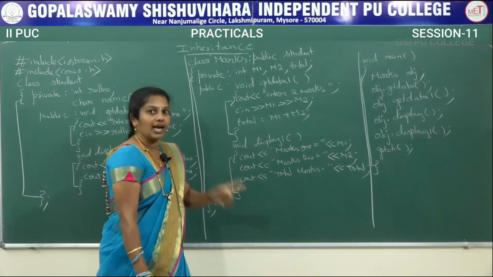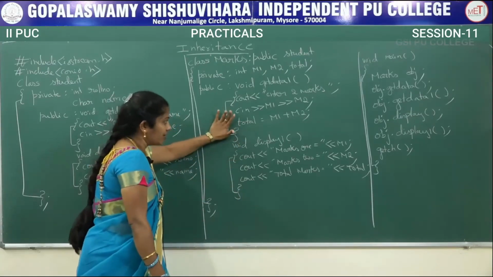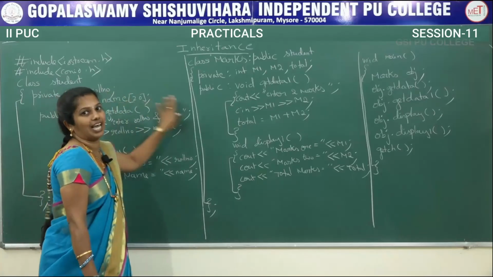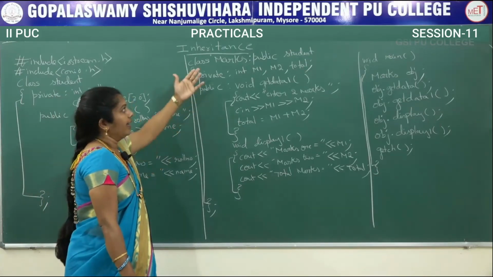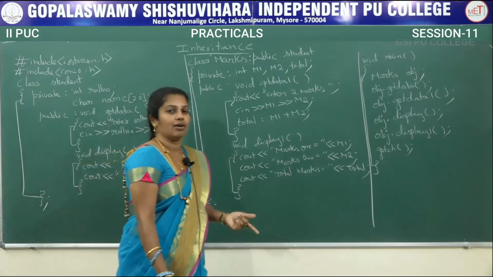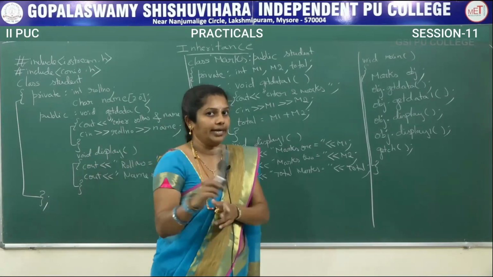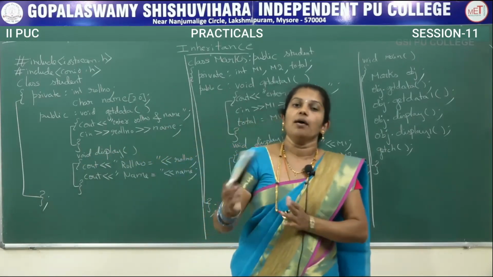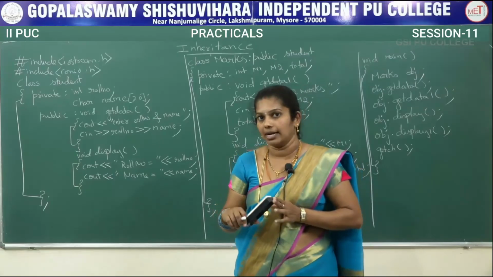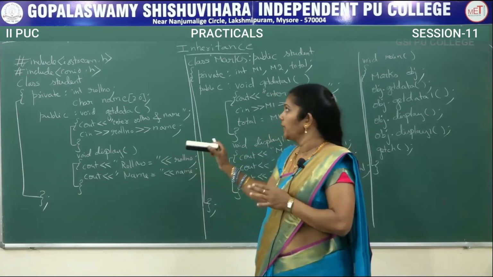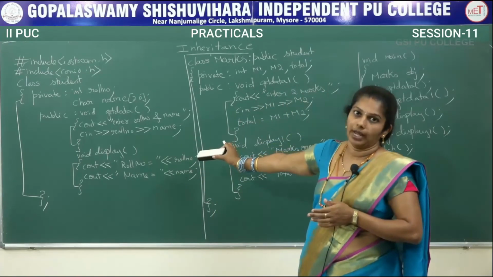Why create the object for the derived class? Because this derived class has the properties of the base class also. That's why if I create an object for the derived class, then I can access all the data members as well as member functions of the base class as well as the derived class. This is regarding your inheritance program.